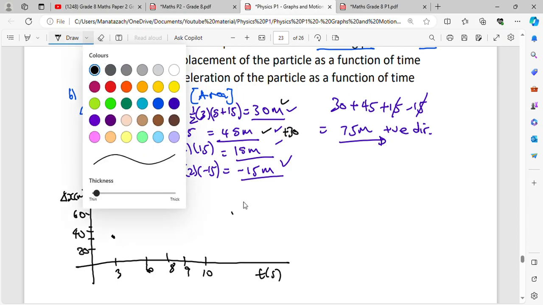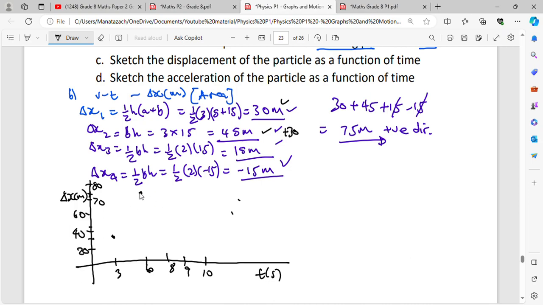Okay, let's go back to the black color. So we have a 75 there displacement, and then at 8 seconds, we'll have 75 plus 15, right? So from here, this 75, you're going to add it to this 15, and then it's going to give us 90 meters. So, okay, just higher than 80. At 8 seconds, 90 meters is somewhere there.